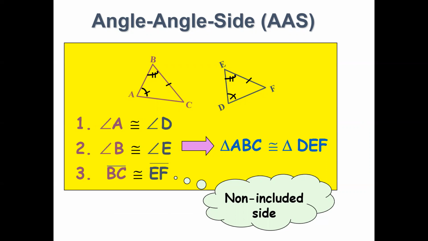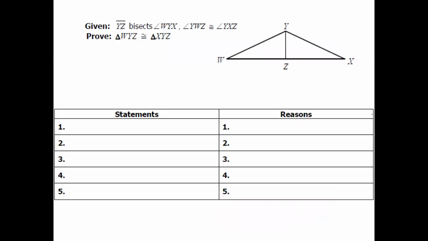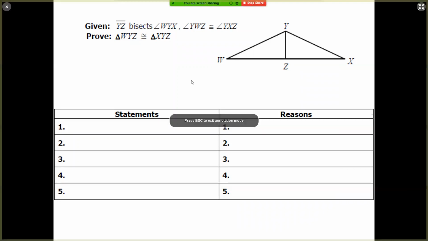So we're going to work through a few proofs with this, I think 3. So we're given information that YZ bisects angle WYX. And then we're given that angle YWZ is congruent to angle YXZ. So we're going to start with those two sets of information on the first two lines, the reason behind them being that they're given to us.